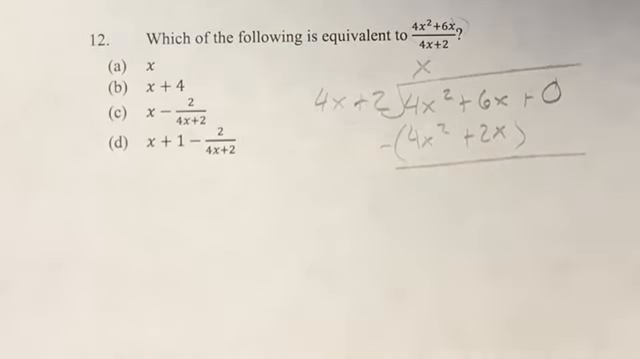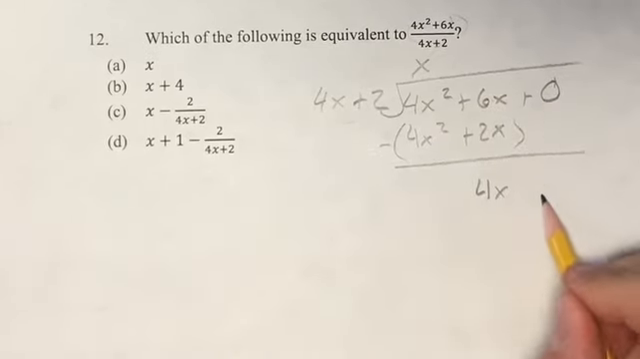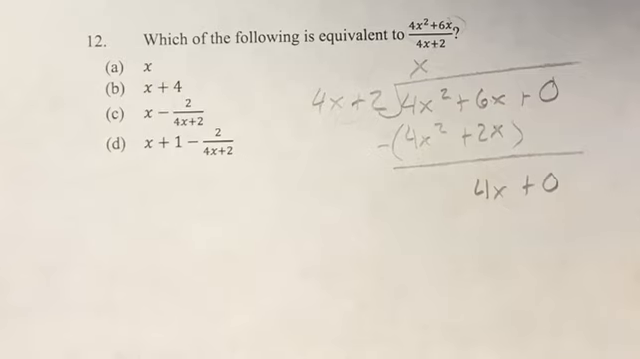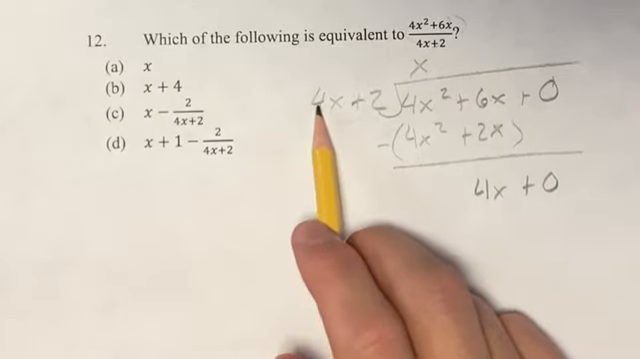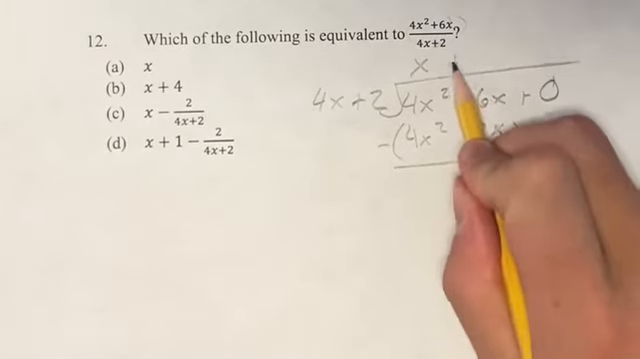These cancel, which was the goal. And then 6x minus 2x is 4x. And then we drop down the plus 0. That's why we had to have it. You can't skip terms. So 4x, how many times does it go into 4x? Well, it's the same thing, it's itself, so it goes in one time.